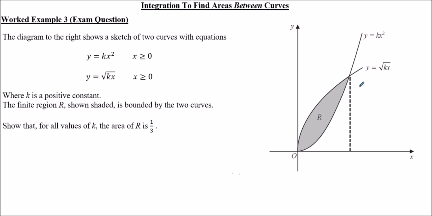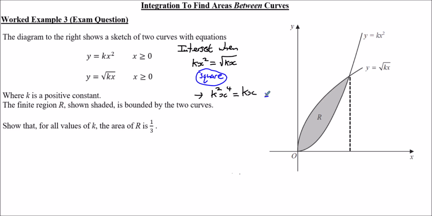To find where they intersect, let's first of all set kx squared equal to root kx. So they intersect when kx squared equals root kx. If I just square both sides, that will give me k squared x to the 4, and root kx all squared just gives kx.